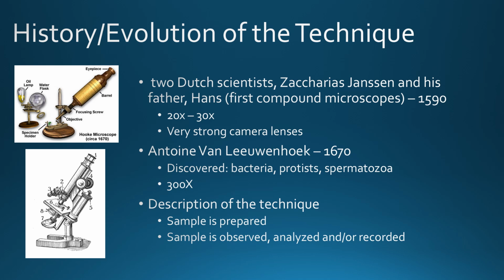Before Leeuwenhoek, two other Dutch scientists named Zacharias Janssen and his father Hans Janssen developed the first compound microscopes, which, when we think of magnification these days, were really just very strong camera lenses. Definitely not what we would consider microscopes these days.